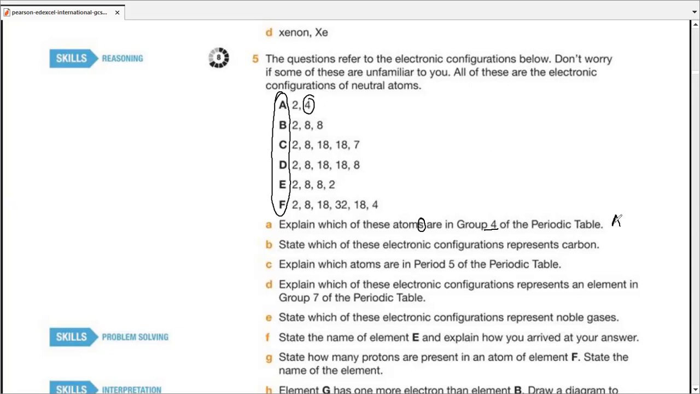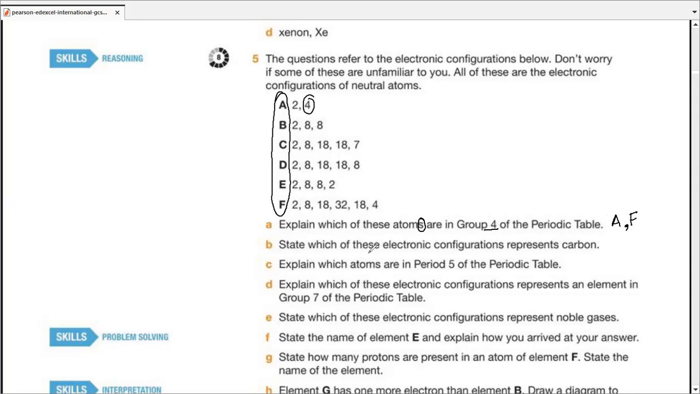So one of the possible answers is A. Which one is the other possible answer? F. Now you're doing great at it. Remember, group means the last shell electrons, and of course, that's the last number on the electronic configuration.